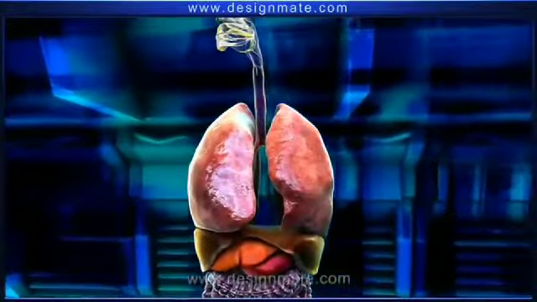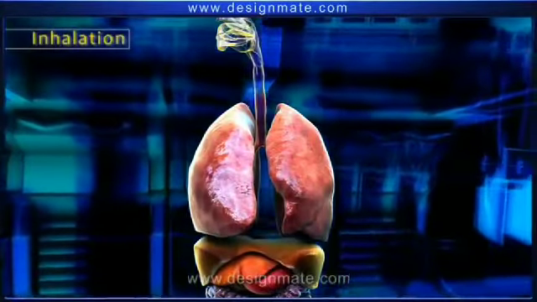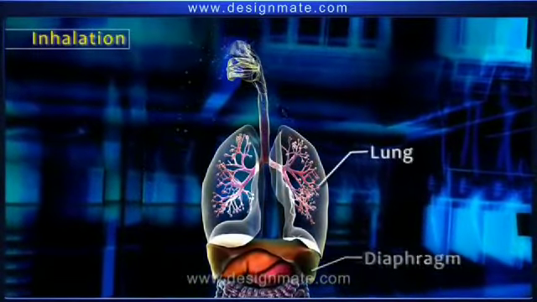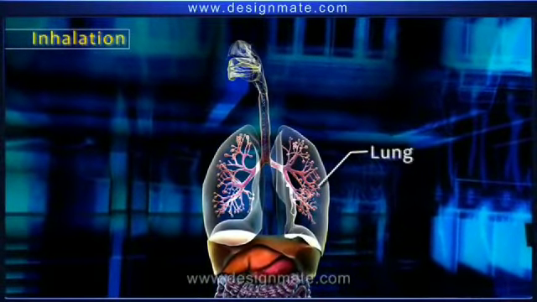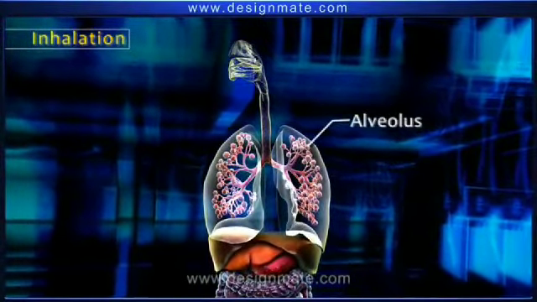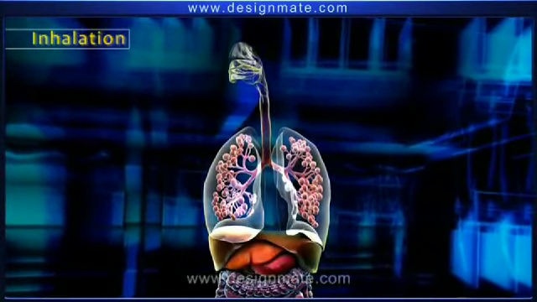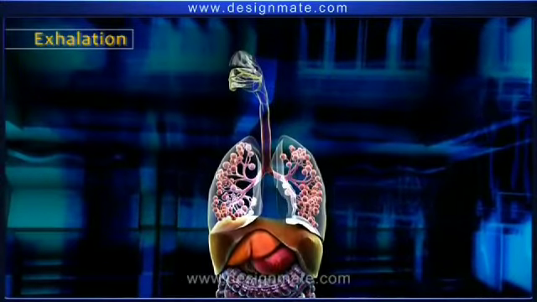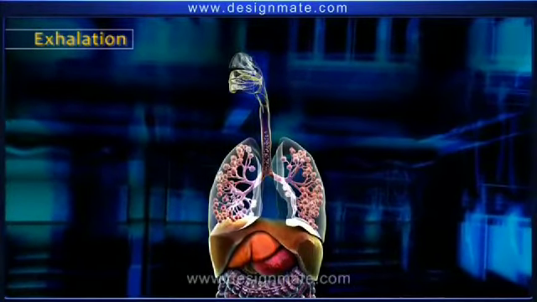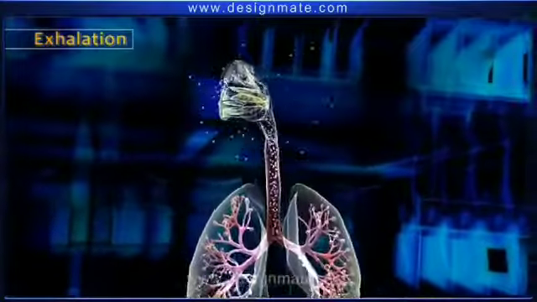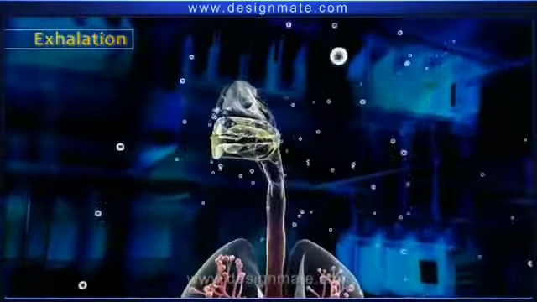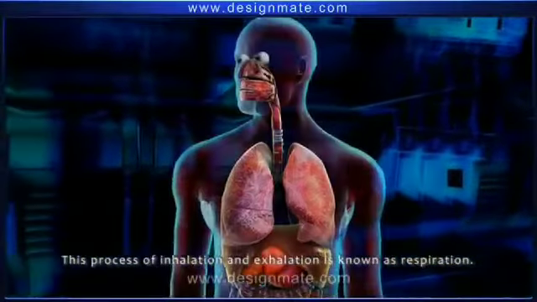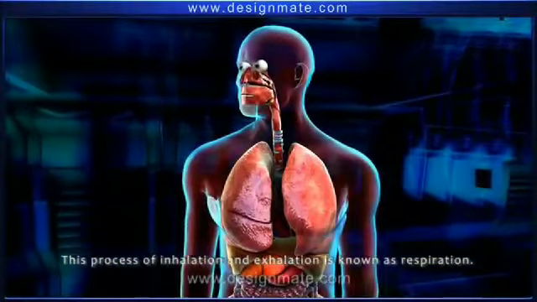So the process of breathing in air rich in oxygen is called inhalation. After the contraction of the muscular diaphragm, the lungs expand and the air rushes in, resulting in the inflation of alveoli. During exhalation, the diaphragm moves up and the lungs contract. Thus, the alveoli deflate, causing the air to be forced out. This exhaled air is rich in carbon dioxide. This process of inhalation and exhalation is known as respiration.